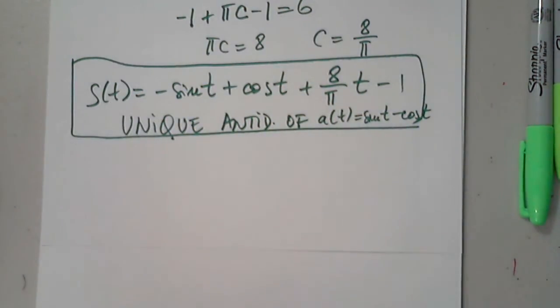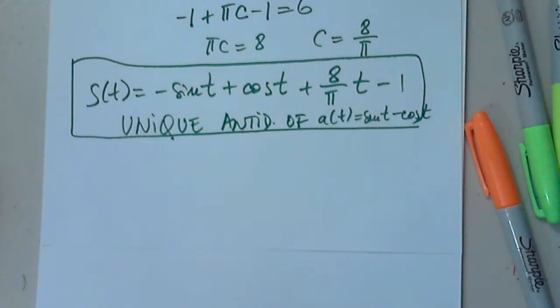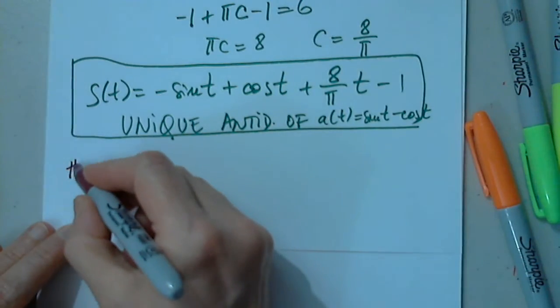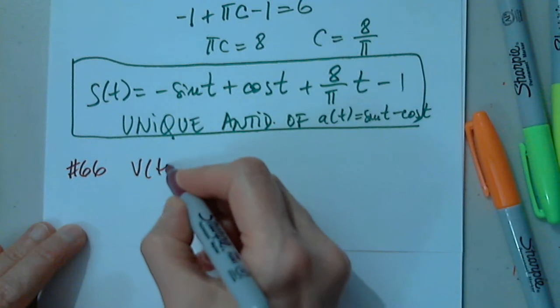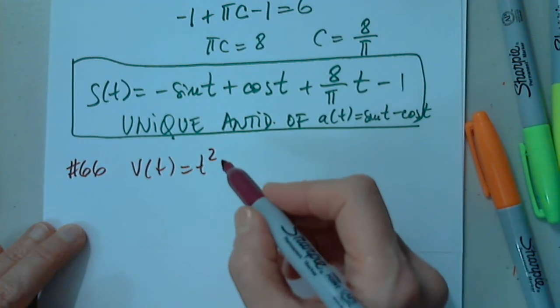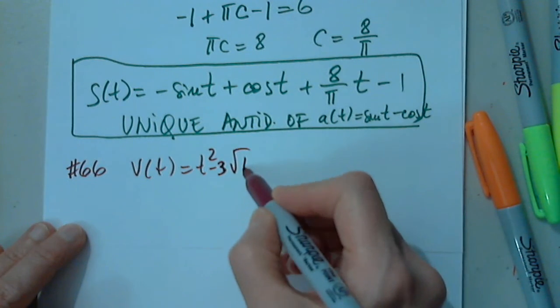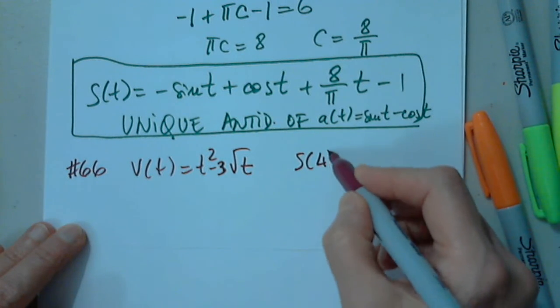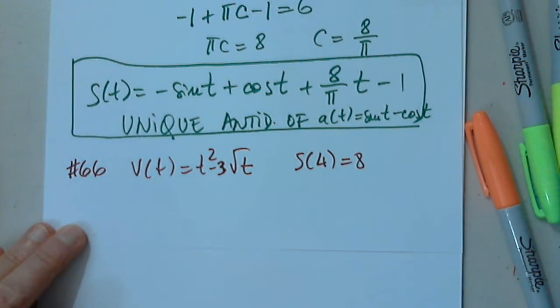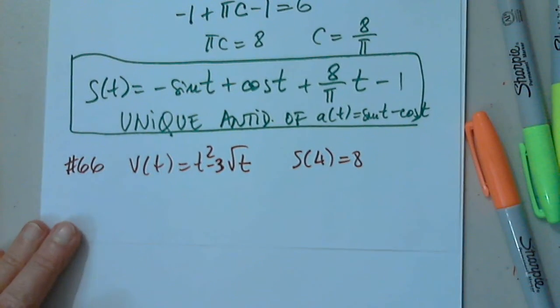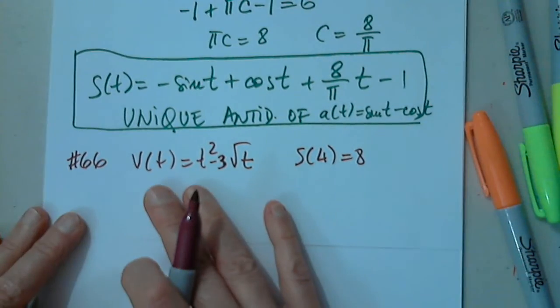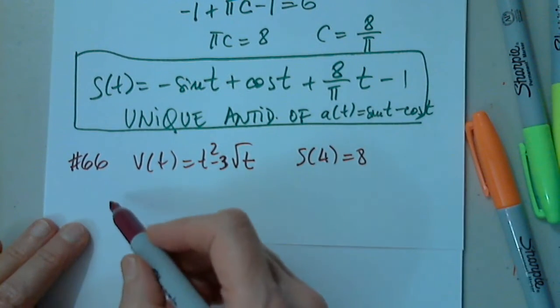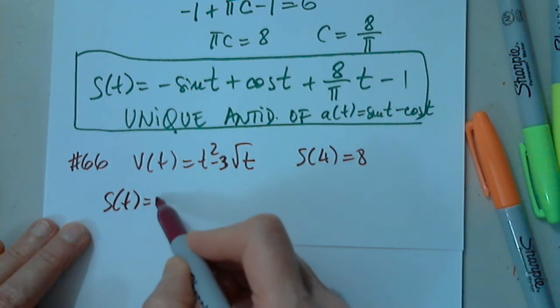66, very good. We have v of t equals t squared minus 3 times the square root of t. And we are given that s of 4 equals 8. 66, you said, right? This one. Yep. Perfect. So that's a good one. We are only asked to find the s of t, right?